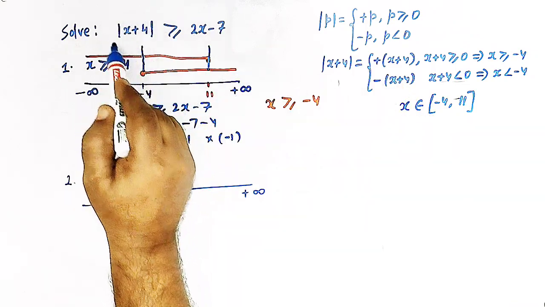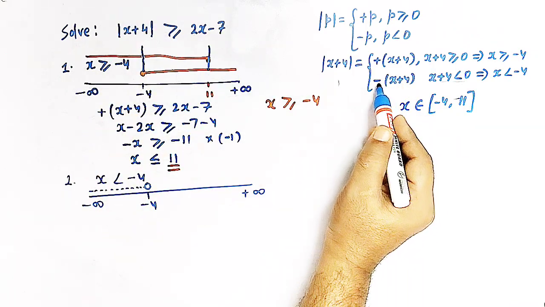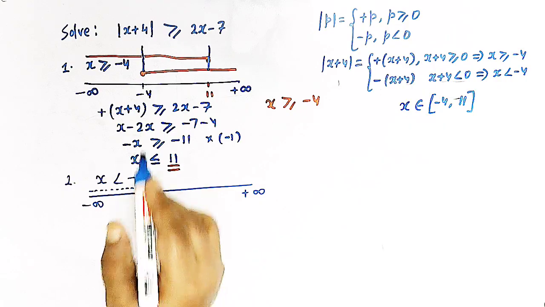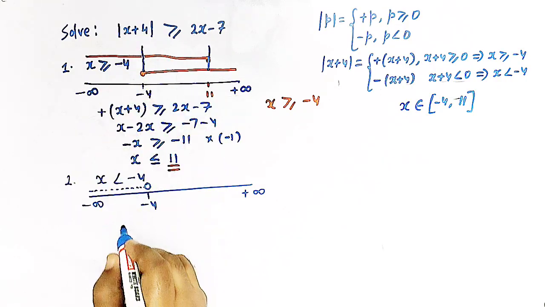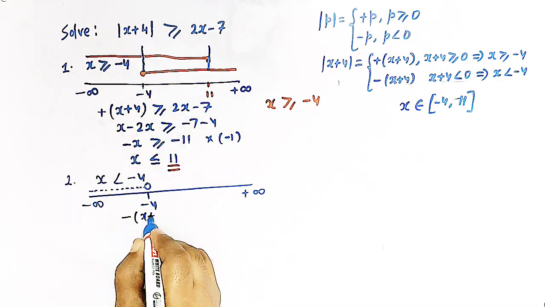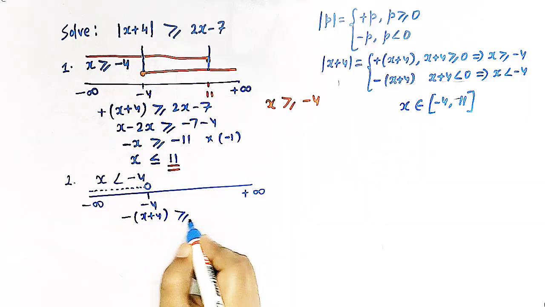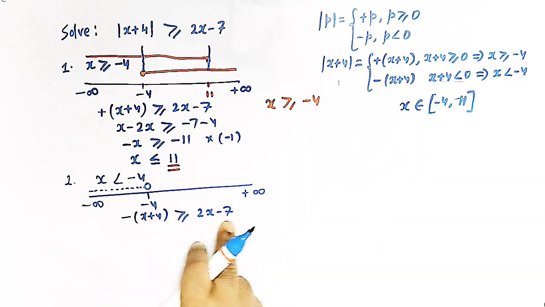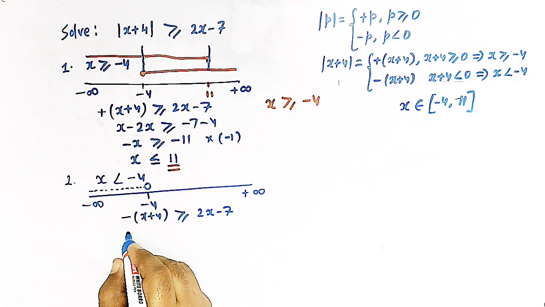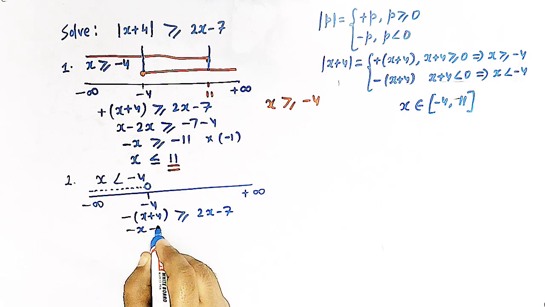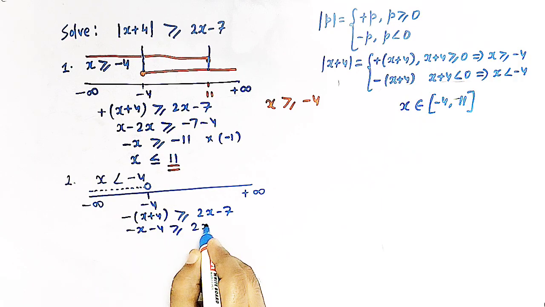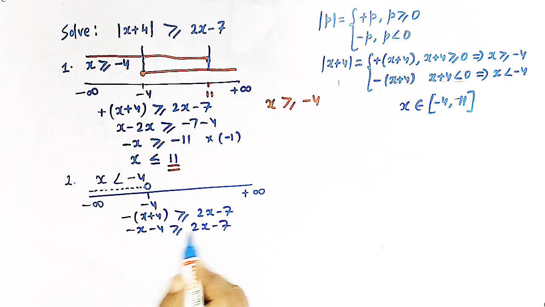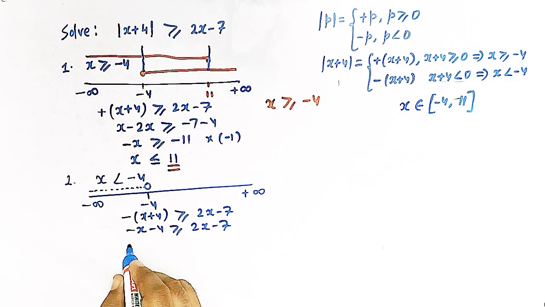So now, replacing mod of x plus 4 by negative of x plus 4, we can write this inequality as negative of (x plus 4) on one side, and here we have 2x minus 7. So now we can easily solve this inequality. Here we have minus x minus 4, and here we have 2x minus 7. Now we can rearrange the terms.